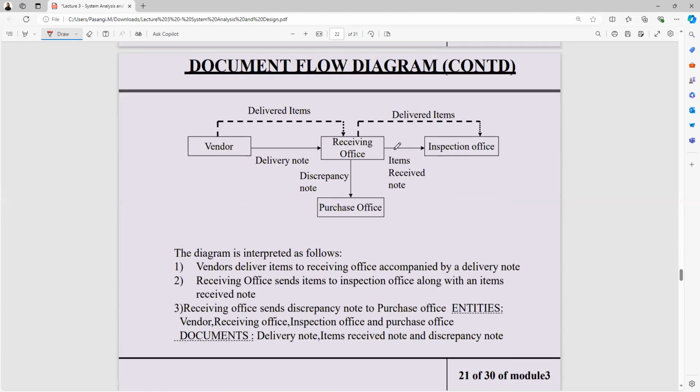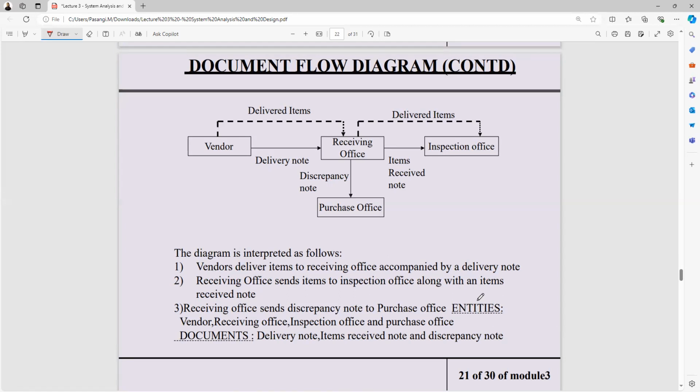So, the document flow diagram continued. If we move forward with the DFD, or what we call the document flow diagram, here we have the same diagram as it is. How are we going to interpret this entire diagram? Vendors deliver items to the receiving office accompanied by a delivery note, and the receiving office sends items to the inspection office along with an items received note. Not only that, as the third part, the receiving office sends the discrepancy note to the purchase office.